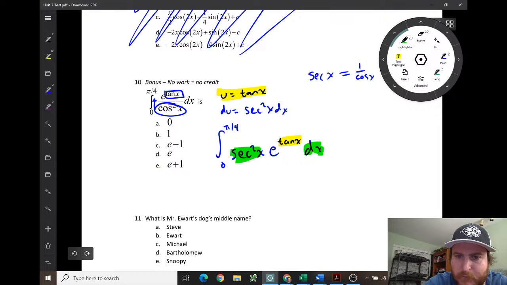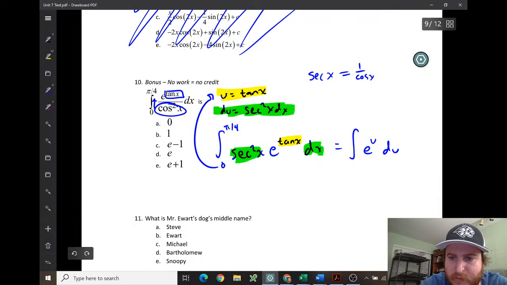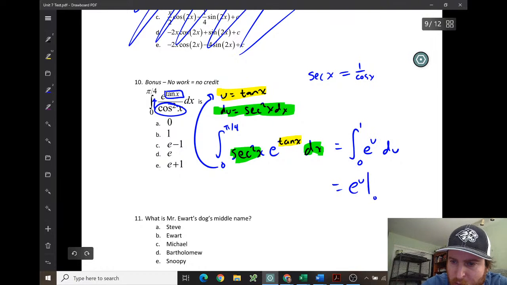So this now turns into the integral of e to the u du. And then I'm going to plug in my endpoints. Tangent of 0 is 0, and tangent of pi over 4 is 1. So this becomes e to the u from 0 to 1, which is e to the 1 minus e to the 0. Anything to the 0th power is just 1. So it's e minus 1.